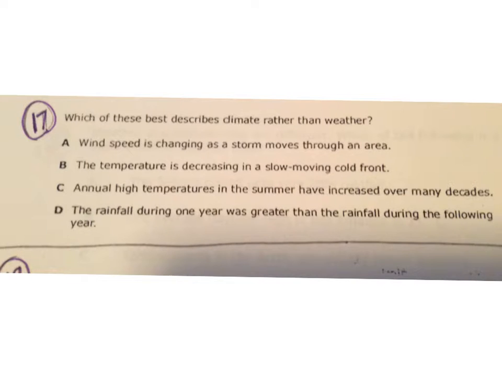Number 17, which of these best describes climate rather than weather? A, wind speed is changing as a storm moves through the area. B, the temperature is decreasing in a slow-moving cold front. C, annual high temperatures in the summer have increased over many decades. Or D, the rainfall during one year was greater than the rainfall during the following year.